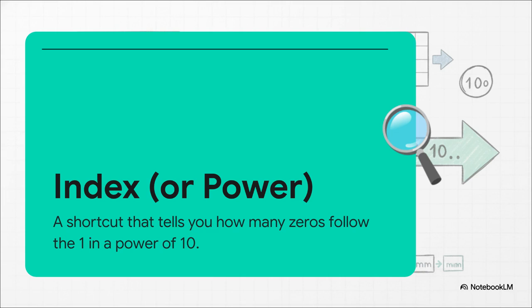Yeah, so that little number has a fancy name. You can call it an index or a power, but honestly, just think of it as a command. It's like a little boss telling you, hey, put this many zeros right here. It is, without a doubt, the ultimate shortcut for dealing with huge numbers.